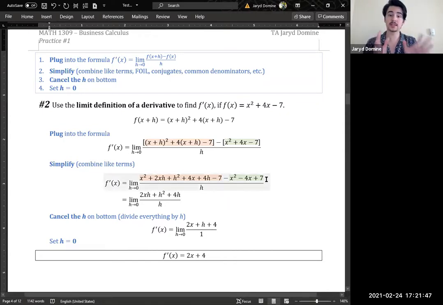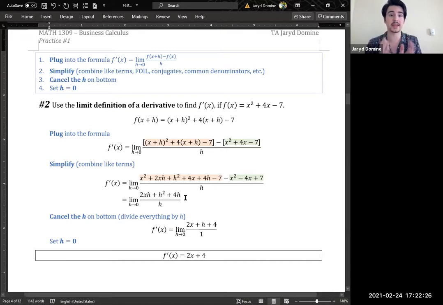Okay. Once everything's expanded like this, then we combine like terms. So we look for things to cancel. We want to cancel things. Just for example, we have x squared here, and we have minus x squared. So those cancel, those go away. Also, we have 4x and a minus 4x. Those will cancel. We have a 7, we have a minus 7, those will cancel. And so once I've done all that, this is what we're left with: 2xh plus h squared plus 4h, all over h.